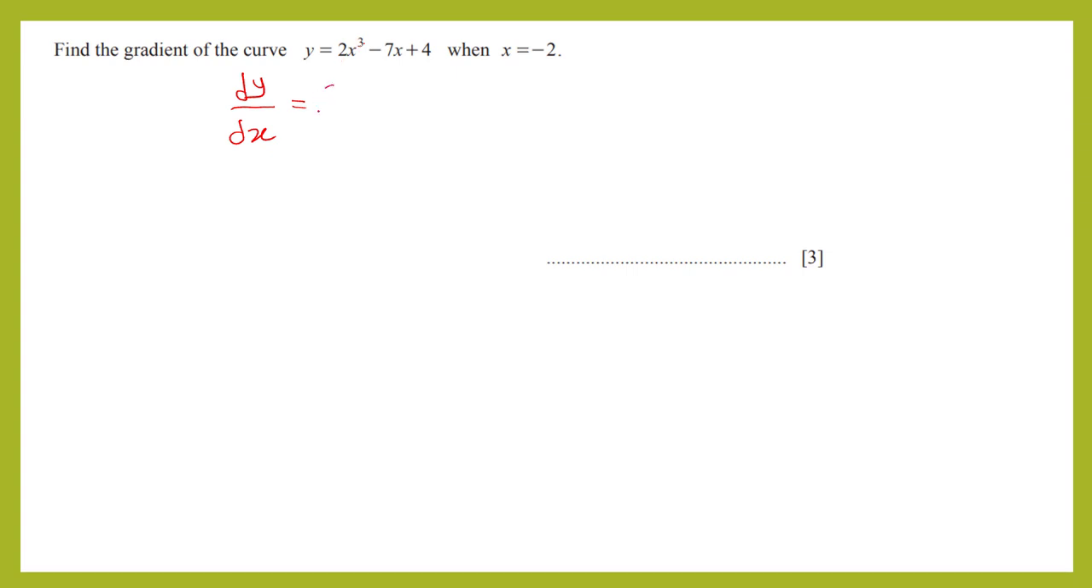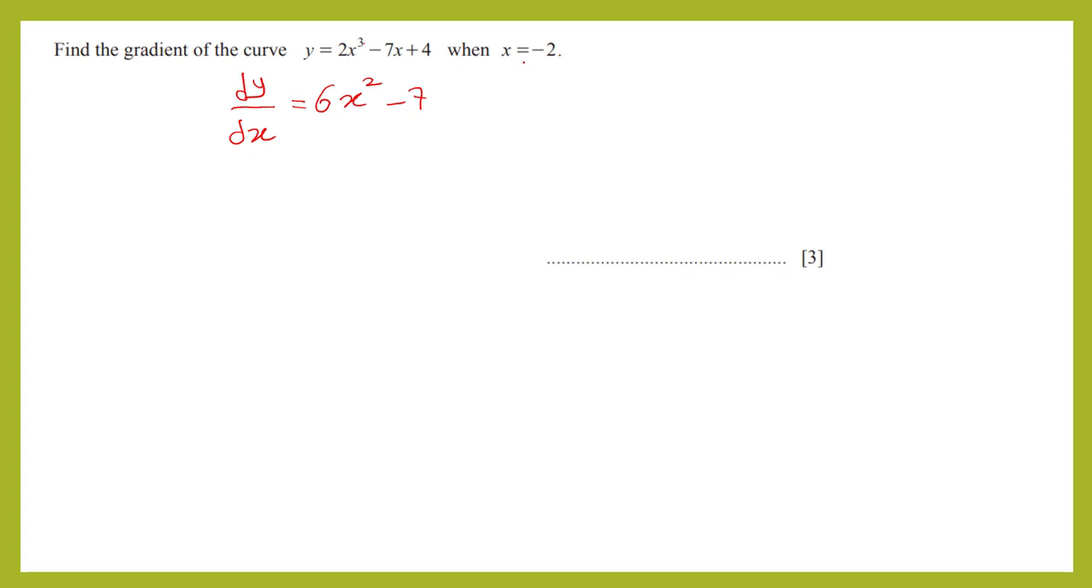3 multiplied by 2 is 6, x to the power of... subtract 1 from the power, it will be power 2. Then, as I said to you in the previous example, whenever we have a number followed by x, just remove the x and keep the number, and the constant, its derivative is 0. So now you've got the first derivative.